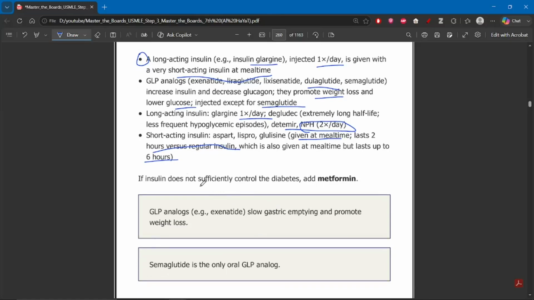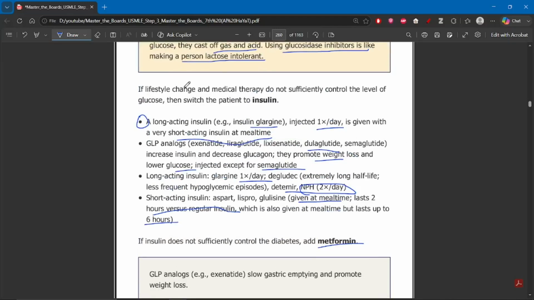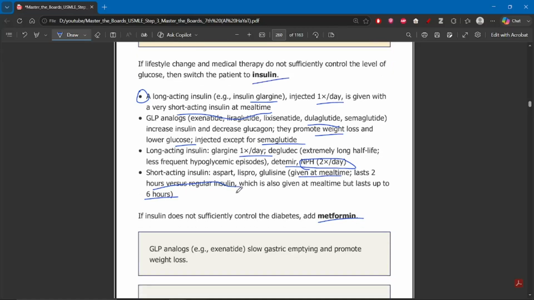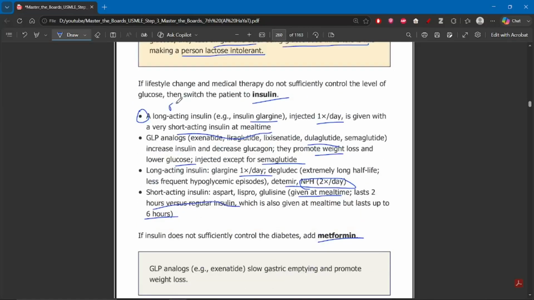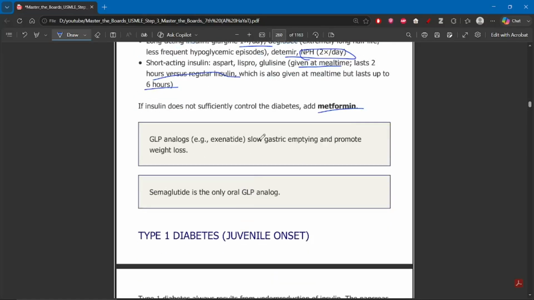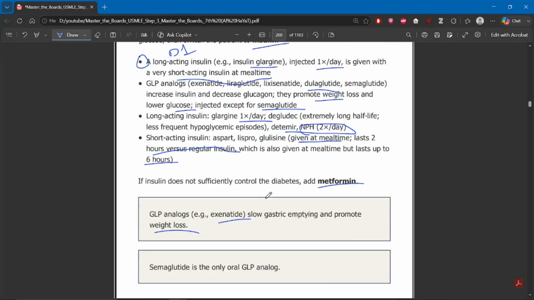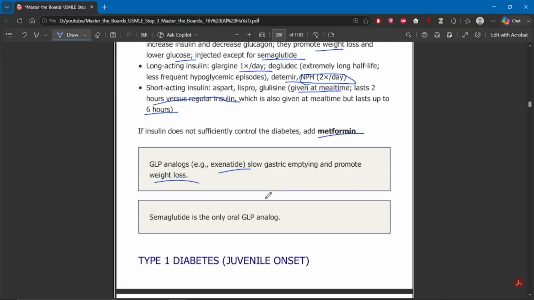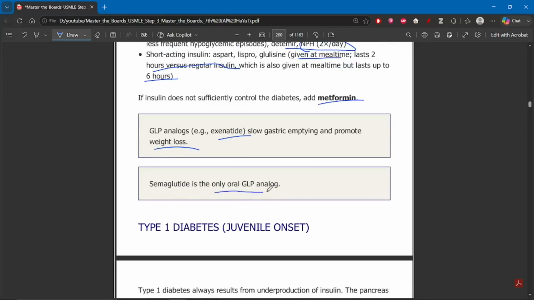If insulin does not sufficiently control the diabetes, add metformin. And over here, they said that if lifestyle change and medical therapy do not control, add insulin. And if insulin does not control the diabetes, you add metformin. This is primarily for, I think, diabetes type 1. GLP agonists slow gastric emptying and promote weight loss. We know exenatide, and semaglutide is the only oral GLP analog. It's good to remember it.